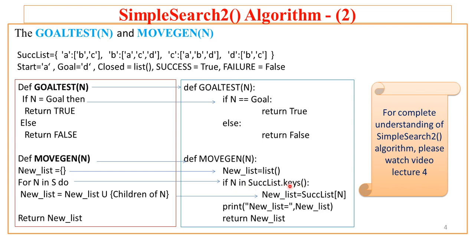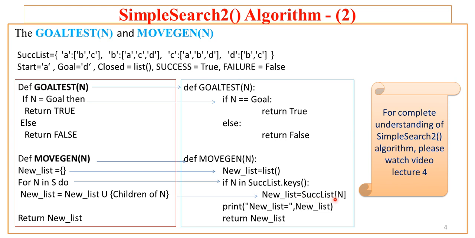Now what does this successor dot keys function return? It returns the keys. What are the keys present in our successor list? Those keys are nothing but the nodes of the graph, A, B and C. And if A happens to be the node to be searched, then A is searched in this key list. And if the key is found, then obviously the immediate successors of that particular node, that is the children of that node n, are stored in new list, and that is achieved by a simple statement: new underscore list is equal to this dictionary.